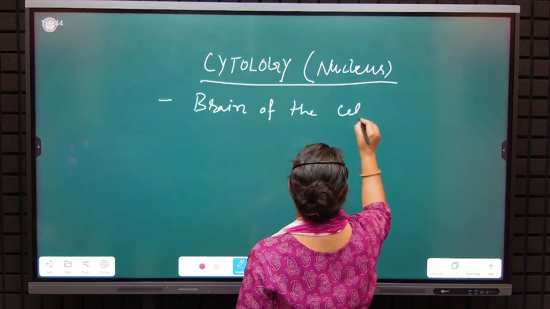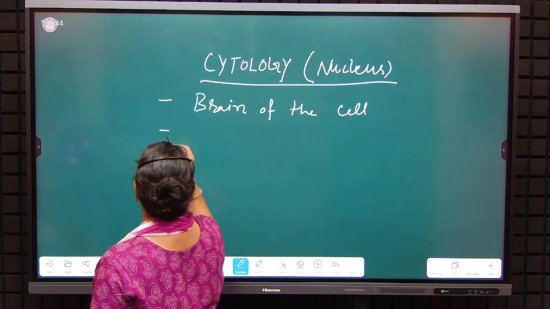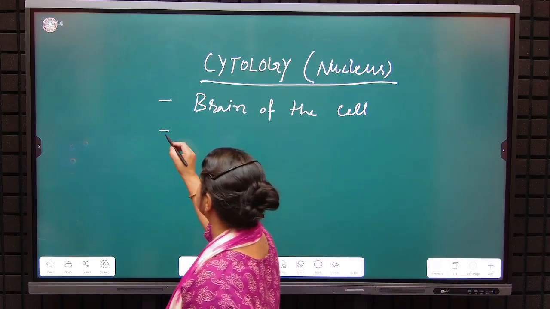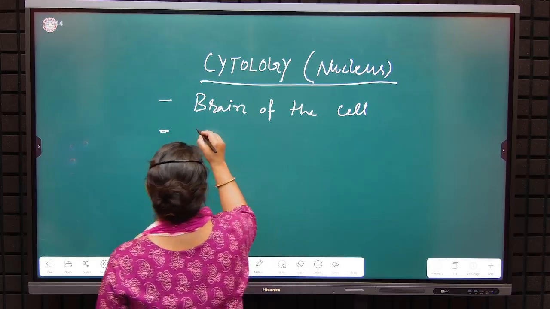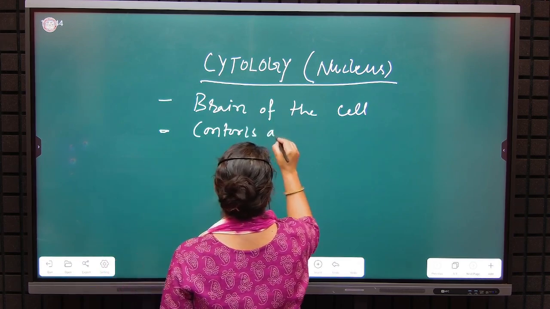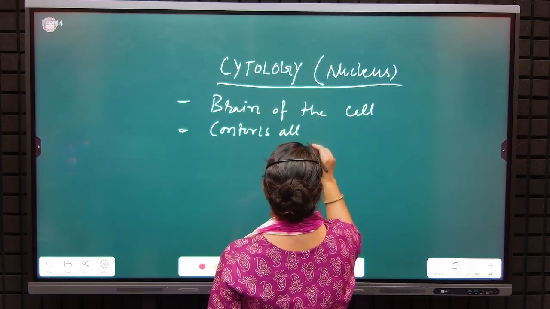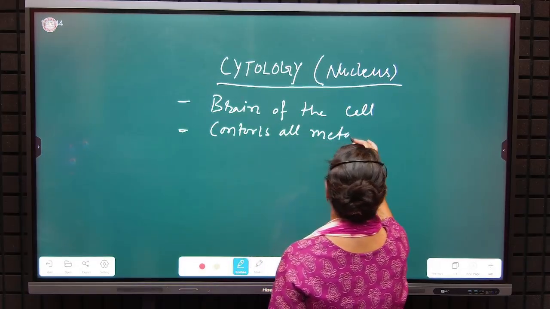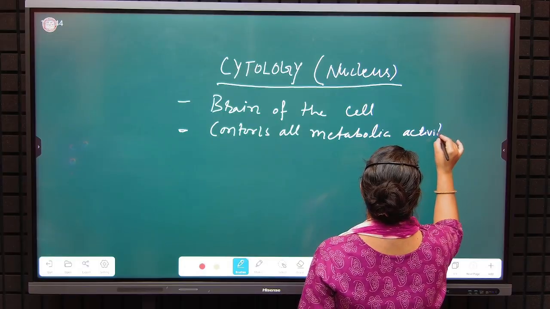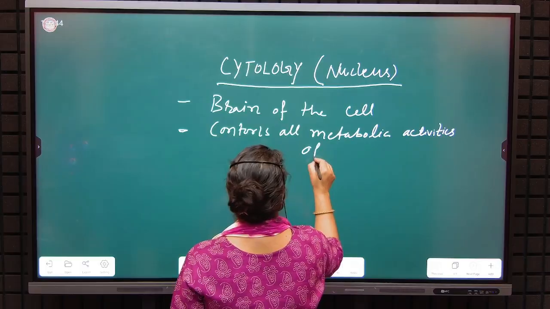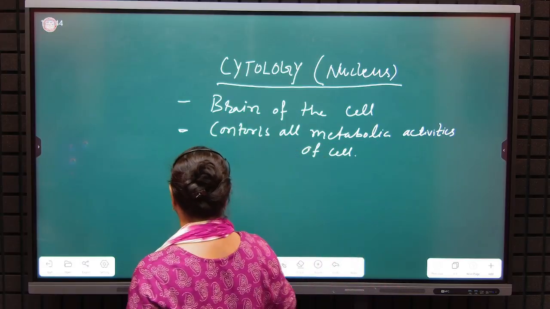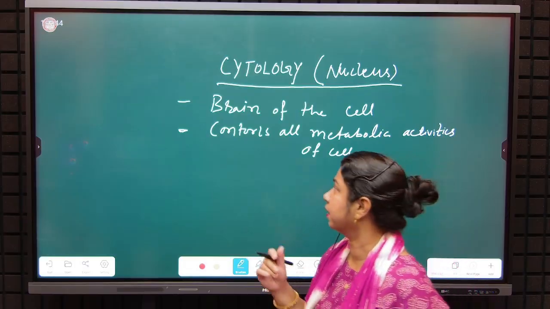The nucleus is also called the controller of the cell, because it controls all cellular activities, including the metabolic activities of the cell. Now I sketch the structure of the nucleus.